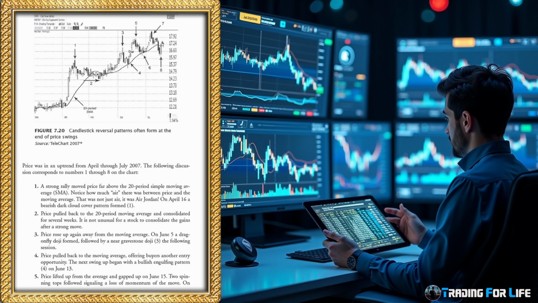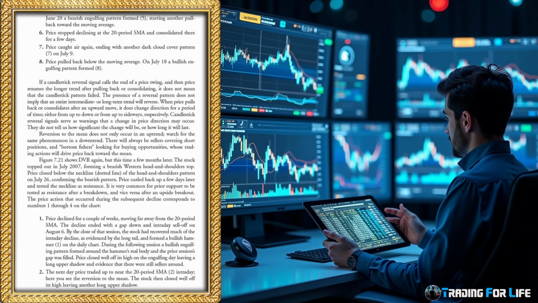Price lifted up from the average and gapped up on June 15th. Two spinning tops followed, signaling a loss of momentum of the move. On June 20th, a bearish engulfing pattern formed, starting another pullback toward the moving average. Price stopped declining at the 20-period SMA and consolidated there for a few days. Price caught air again, ending with another dark cloud cover pattern.